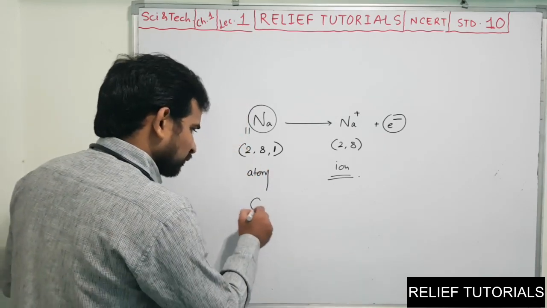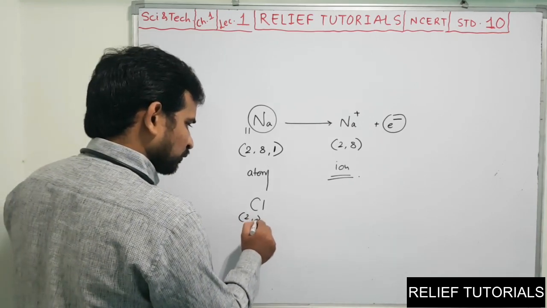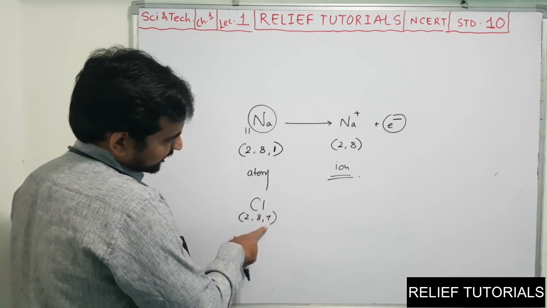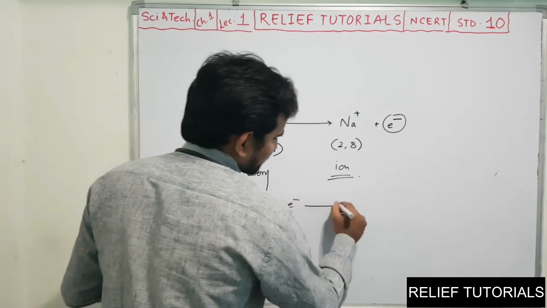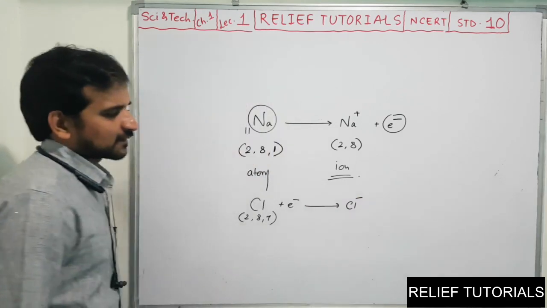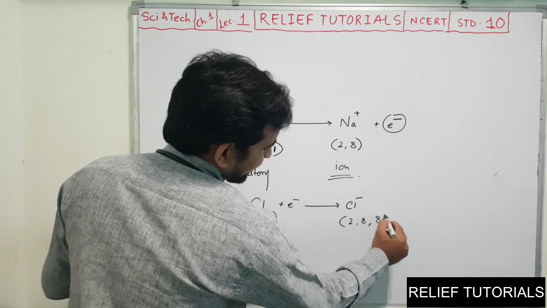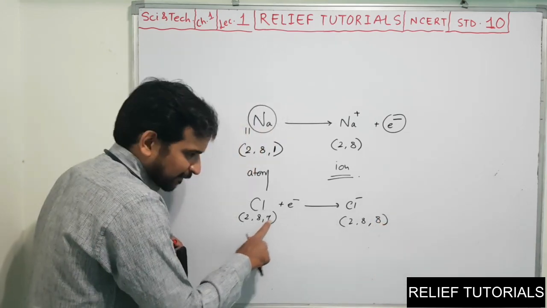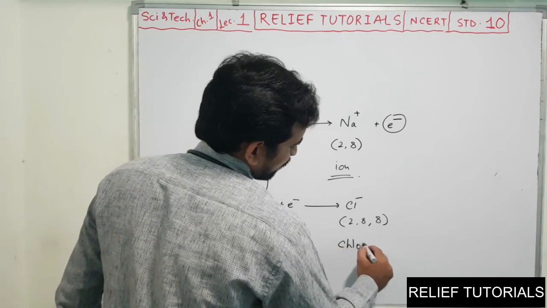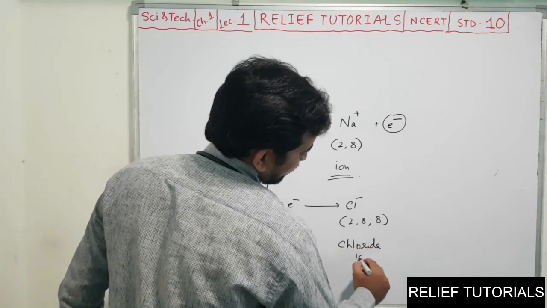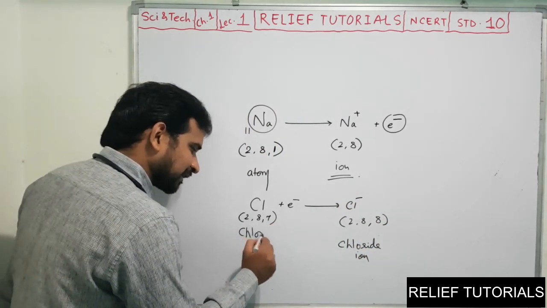Let us take the example of chlorine. Chlorine atomic number 17, configuration 2, 8, 7. It has a tendency to gain one electron. When it adds one electron to itself, it forms the Cl- ion. The configuration of Cl- would be 2, 8, 8. So it was 7, but one electron is added, so 2, 8, 8. This is called a chloride ion. The name is changed. This was a chlorine atom.